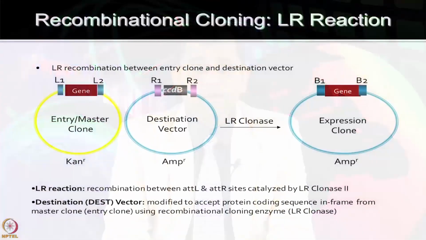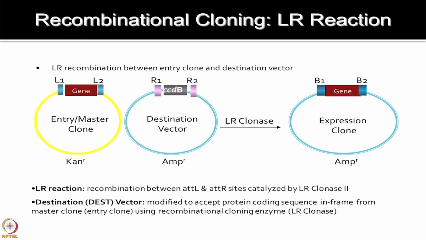So, now let us talk about the second step of recombinational cloning, which is the LR reaction, the recombination between the entry clone and the destination vector. Here we are bringing the entry or master clone from our first step, which has the flanking attL1 and attL2 sites, and then we have the destination vector which has the attR1 and attR2 sites. Keep a note that the destination vector has an ampicillin resistance gene.